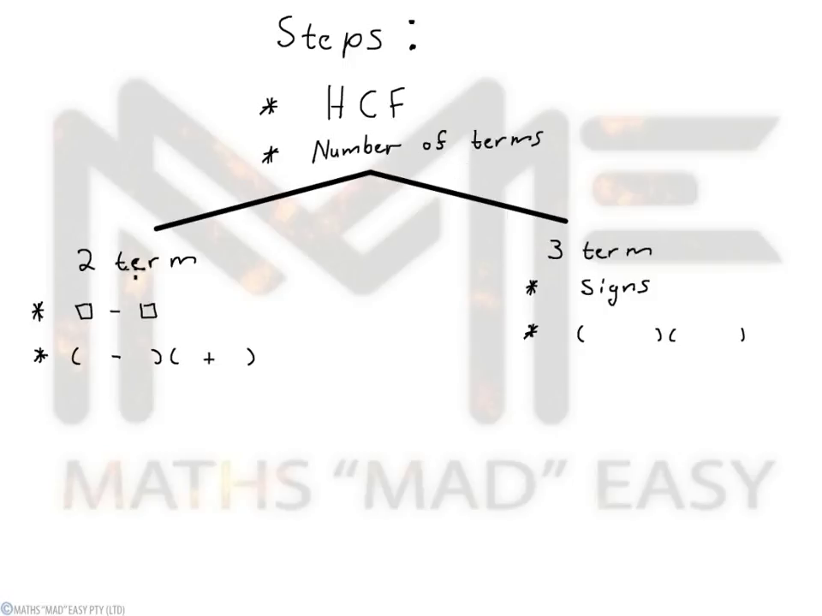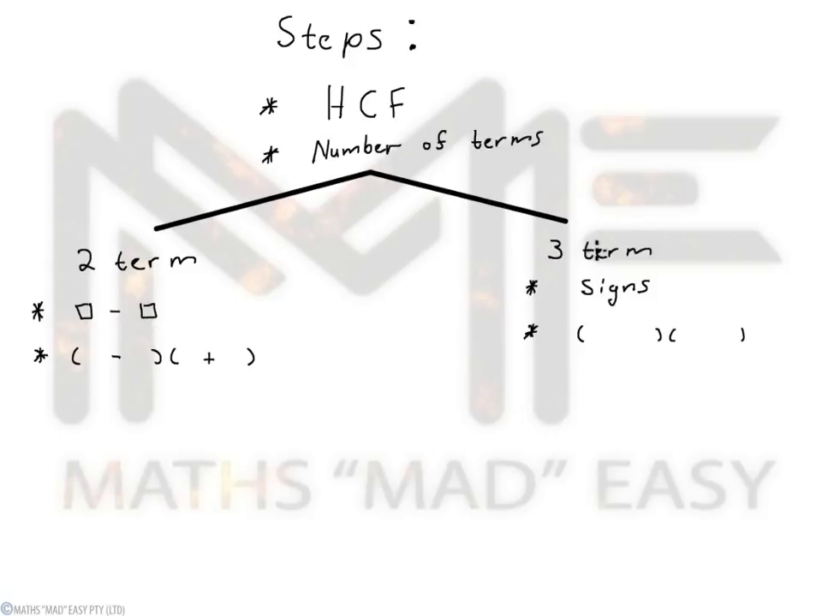So if it's a two term, you will need to check that it is a square subtracting a square. If it is a square subtracting a square, you can factorize it into two sets of brackets and then the signs will differ. If it is not a square subtracting a square, you may not factorize a two term.